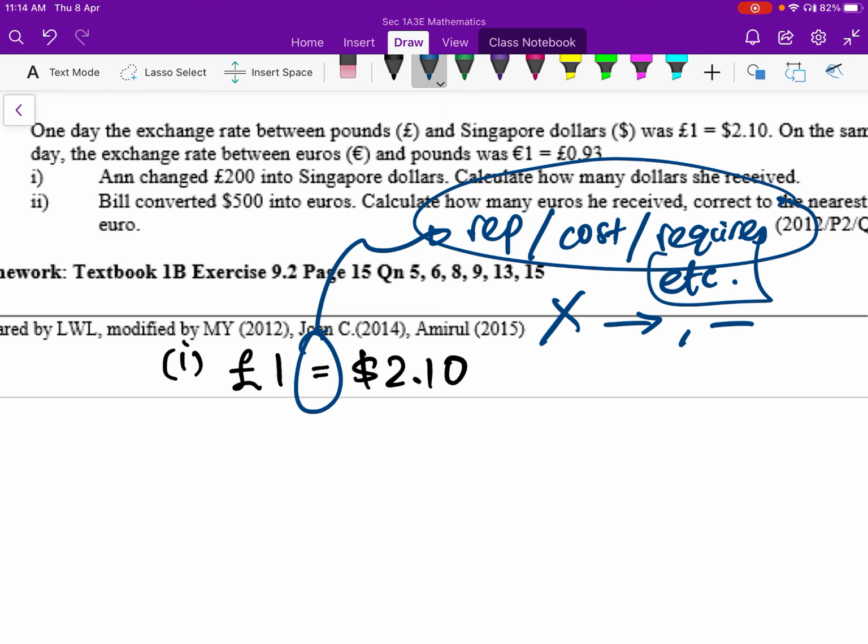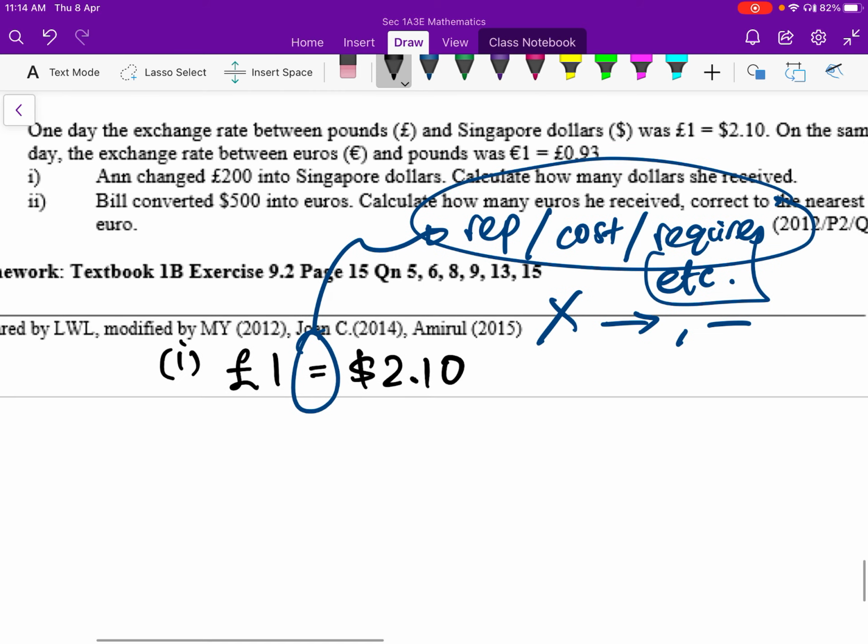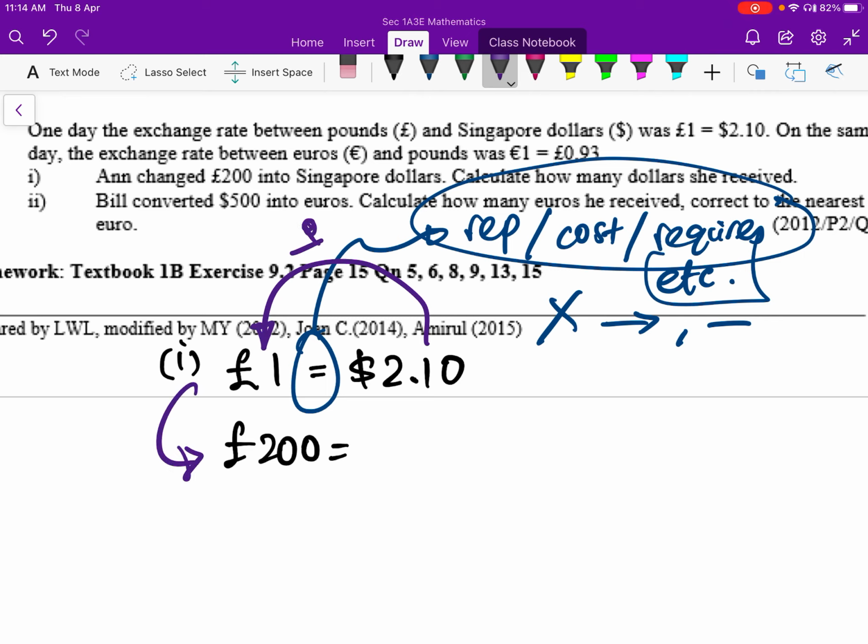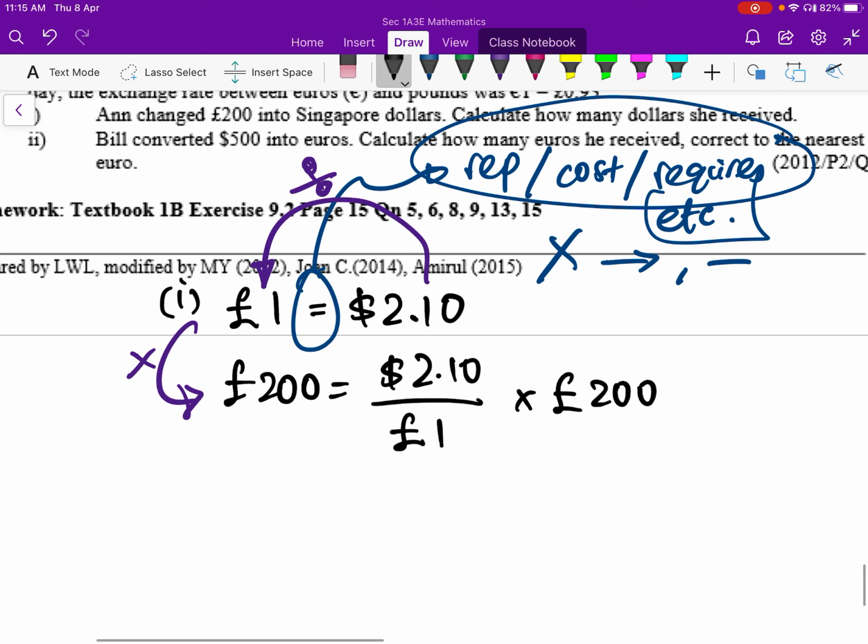Okay, so 1 pound equals $2.10. Then we want to find out what 200 pounds is equal to. And the same structure will apply: divide, then you multiply. $2.10 divided by 1 pound times 200 pounds. I included the units over here to demonstrate again that you can treat them as algebra. You can cancel them, and the answer will be in terms of dollars. So this gives us $420. So that's part 1.